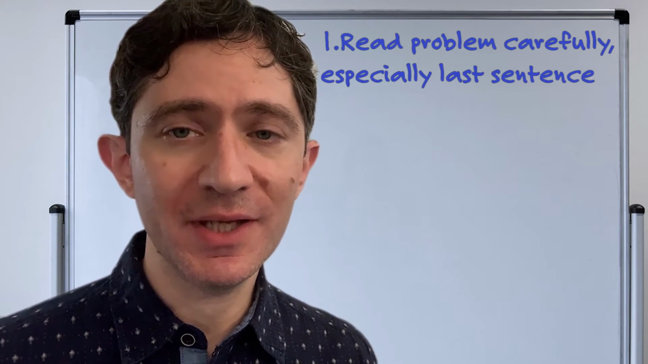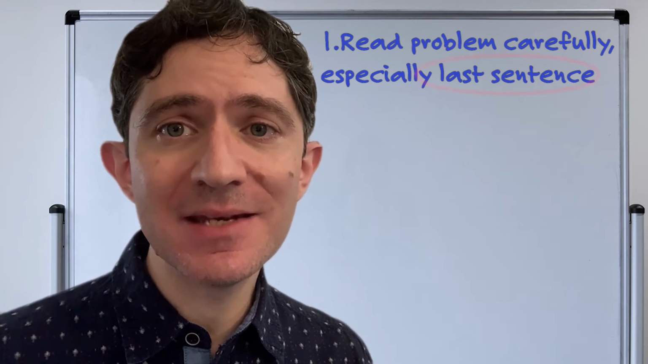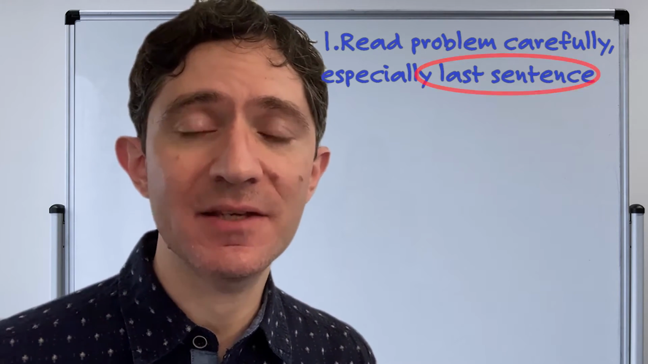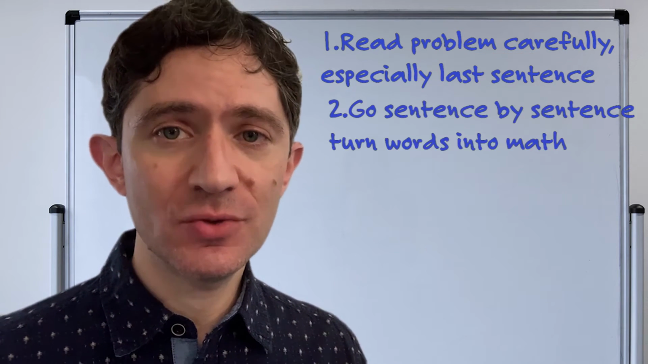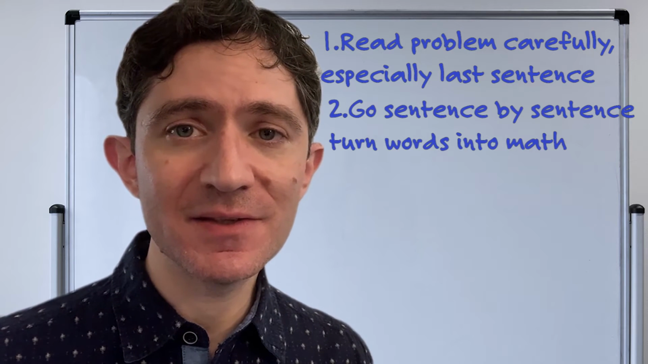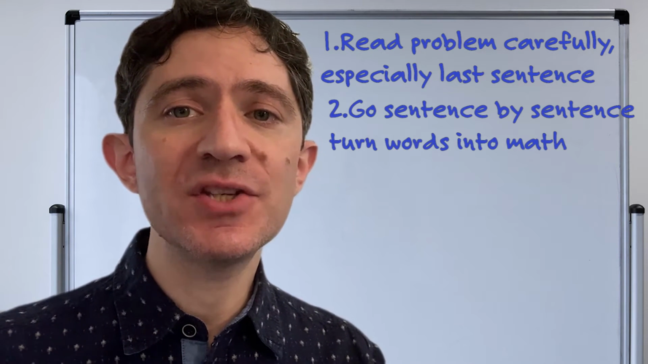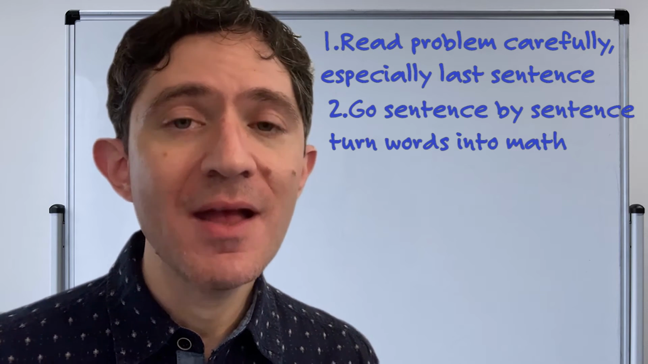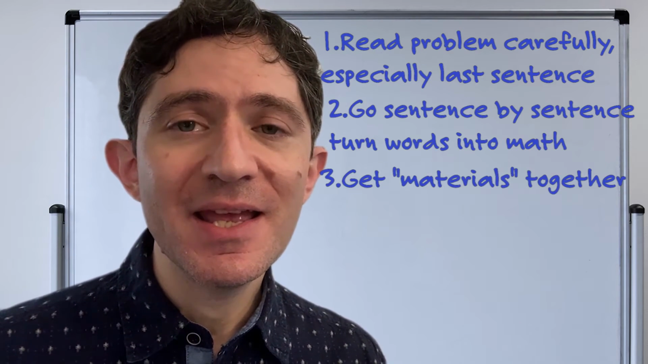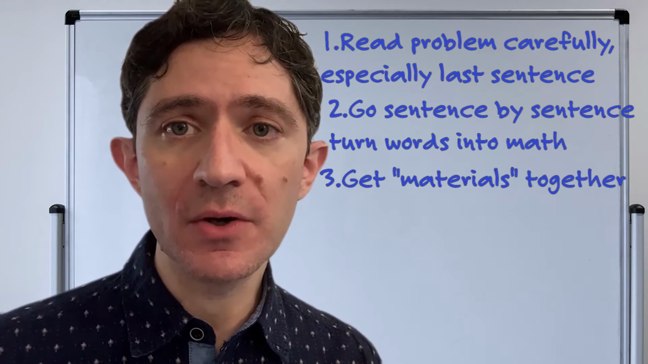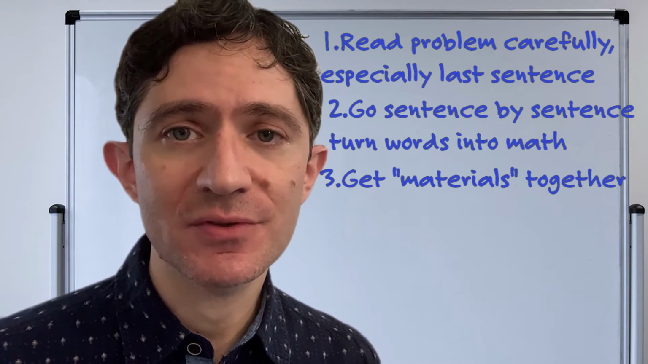And the first step is just to read the problem carefully and especially read the end of the problem, the last sentence, which is what the question is actually asking for. Step 2 is to go through and read sentence by sentence and turn each sentence into numbers and variables. That brings us to step 3. Get all your raw materials together. That's all your numbers, variables, and math symbols.